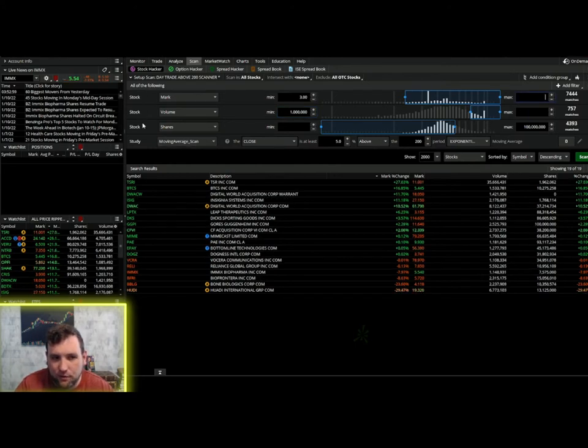And then the next filter we have, all three of those are in stock. So if you don't know how to use this, you just go to add filter and you can find mark, volume, and shares all there and set it up the same way.